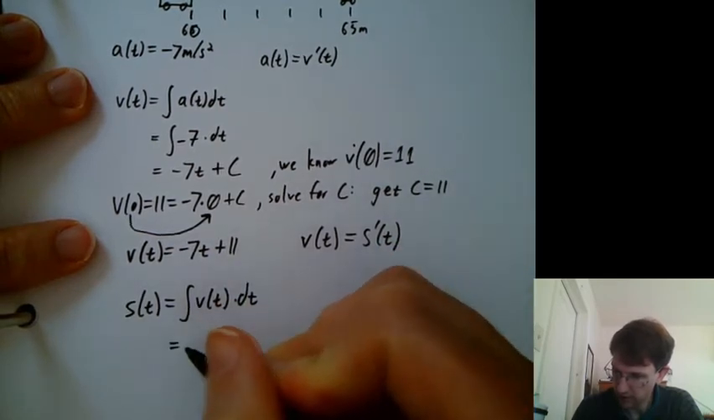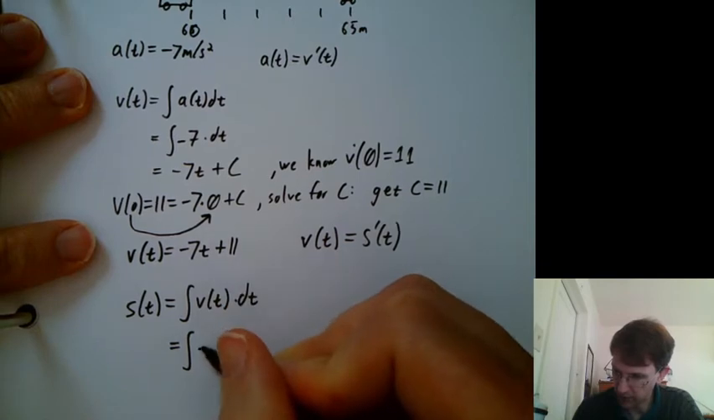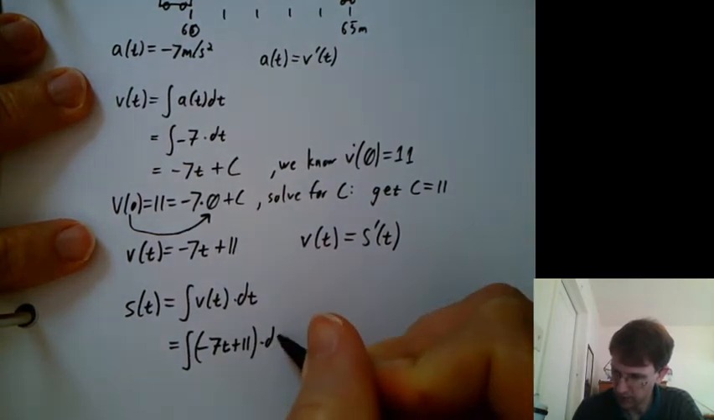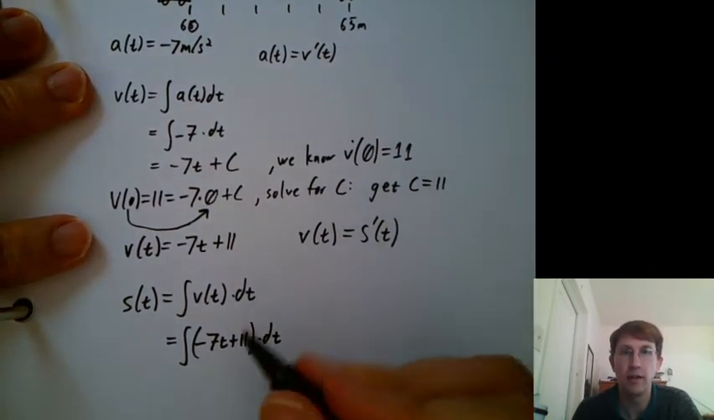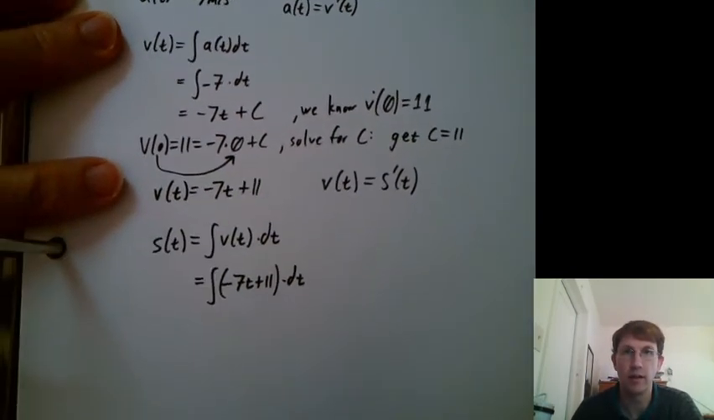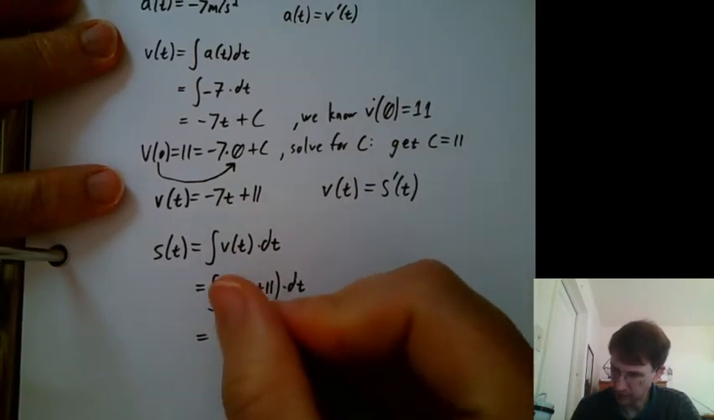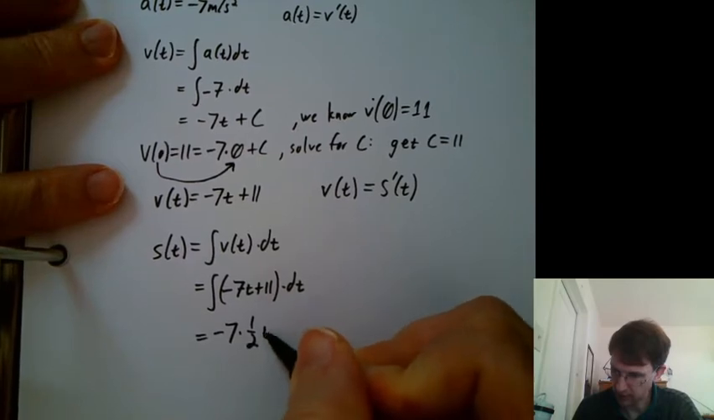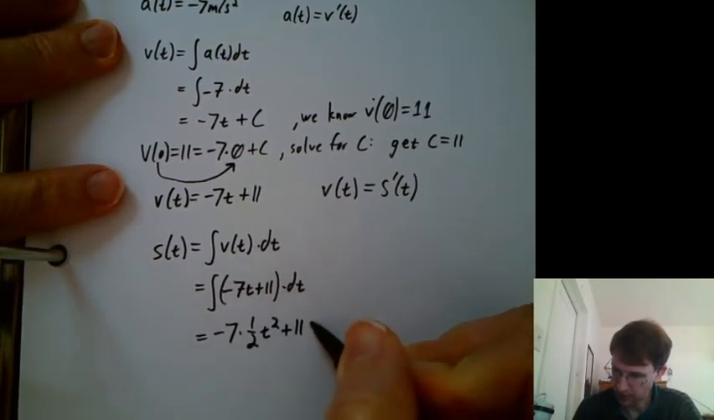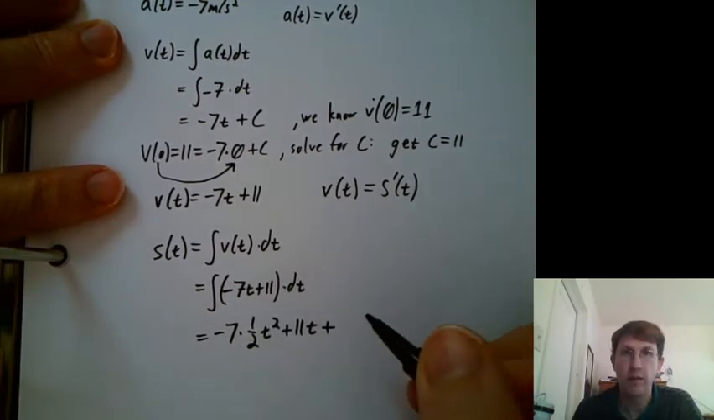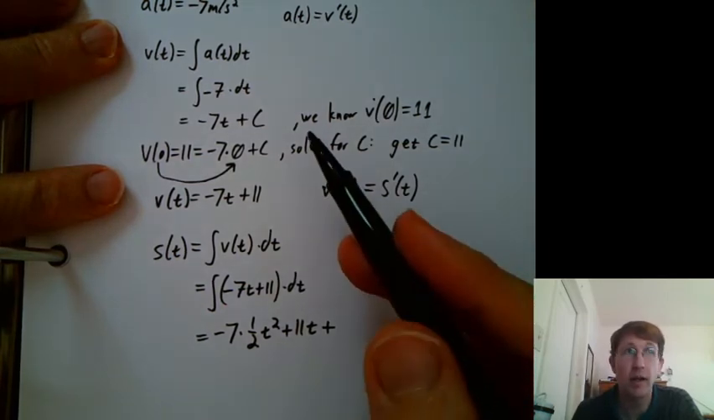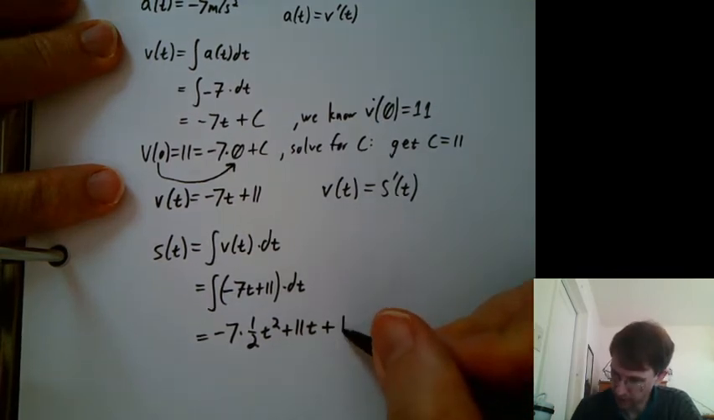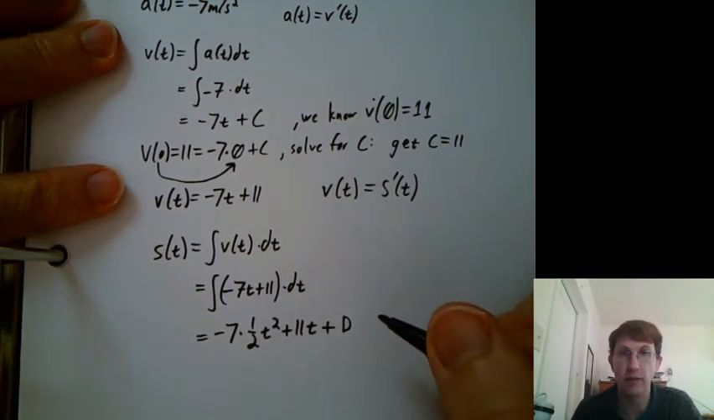The integral dt. And then what is my velocity function? It's negative 7t plus 11 dt. So go ahead and take the antiderivative of that. So we get negative 7 times 1/2 t squared plus 11t plus, well, it's tempting to write c here, but I already have a c in the problem, and we figured out that it was 11. So I'm going to write something else here. How about d? That's another good constant.